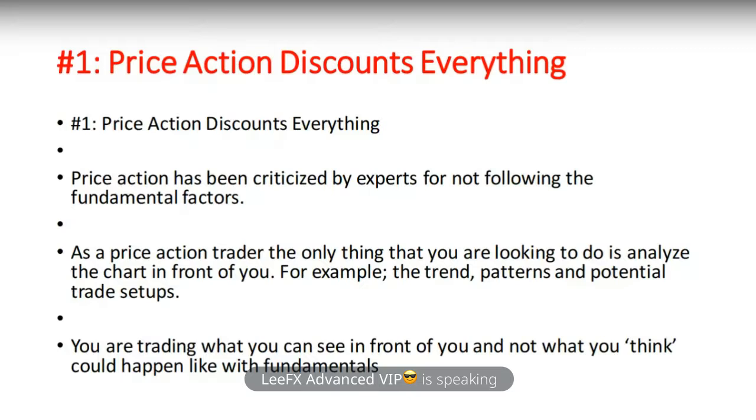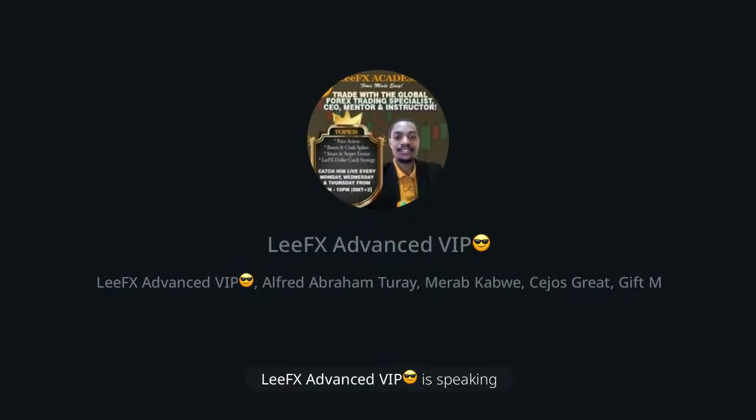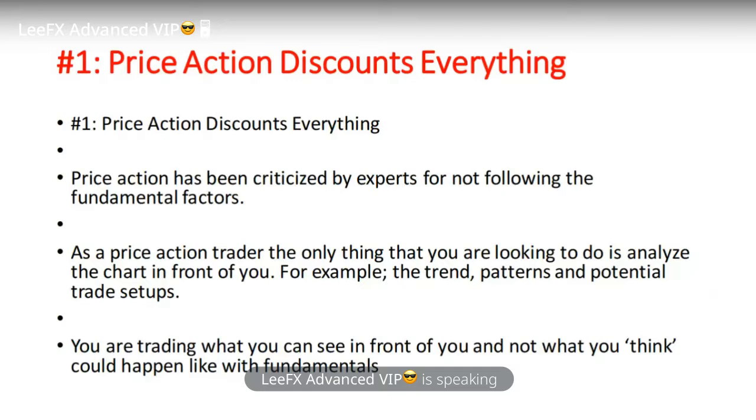You can look at a trend. You can look at patterns. You can also look at potential trade setups. So you are trading what you can see in front of you, not what you think could happen, like with fundamentals. That is what differentiates price action and fundamentals. Fundamental traders trade what they think could happen, because when they look at news, they feel the price. But with us, we trade what we see, not what we feel or think. Is it clear on point number one?